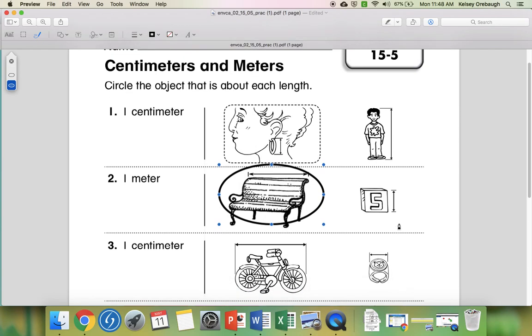Number 3, 1 centimeter. We see a bicycle and we see a ring, a toy ring. 1 centimeter long. A centimeter is a very small unit of measurement, about the same length as this earring. Bicycle or toy ring? Definitely toy ring. A bicycle is a much larger and therefore longer object. The toy ring that a child would wear is much smaller in length.